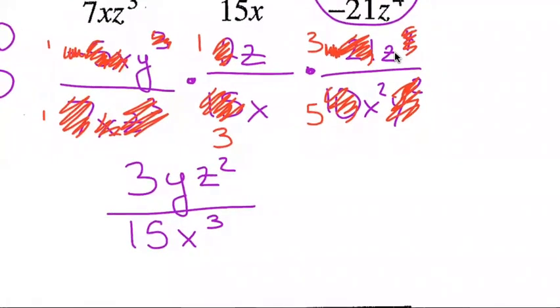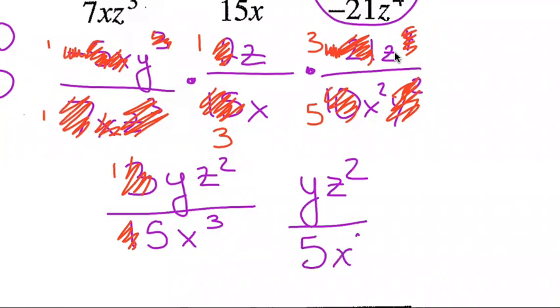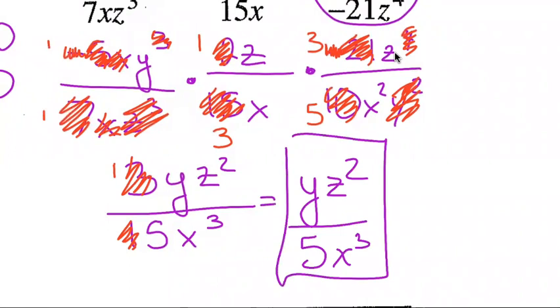So at this point, we double check. This 15 and this 3 will also reduce more. That will give me 1 and 5. So really our final answer, yz squared all over 5x cubed. Then that was it.